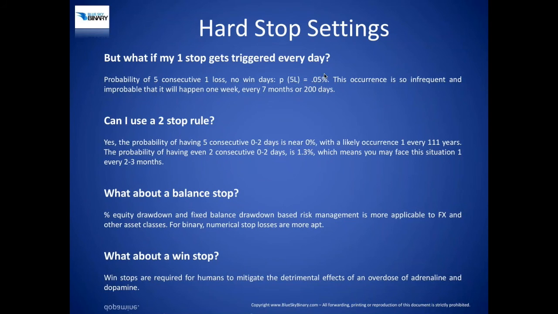It's 0.05%. So the occurrence of this happening is so infrequent and improbable that it'll probably happen 1 week every 7 months, or about 200 days, right? So the probability that you're going to have a week where you have 5 OTMs in a row for Monday, Tuesday, Wednesday, Thursday, Friday is probably going to happen to you once every 200 days or once every 7 months, which is actually not that bad. Okay.